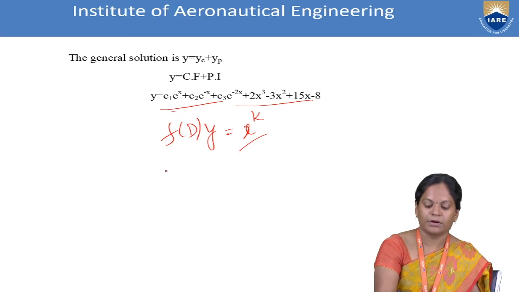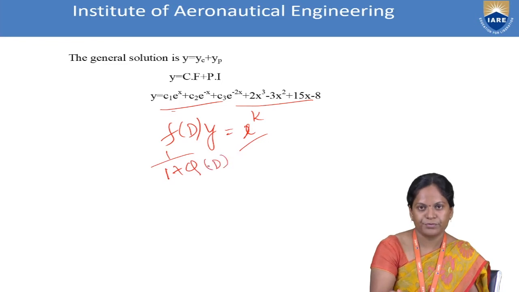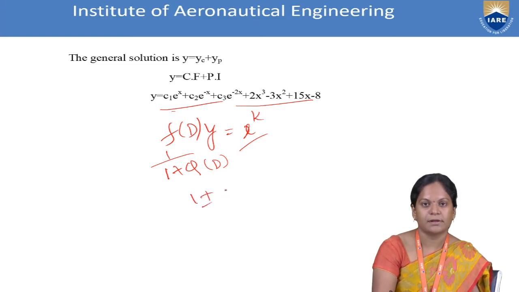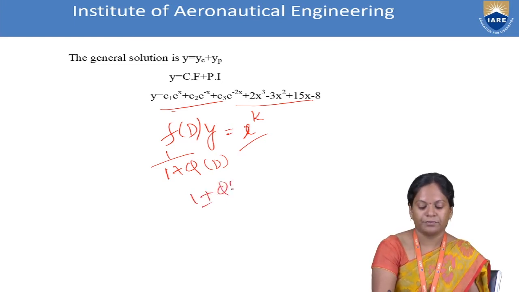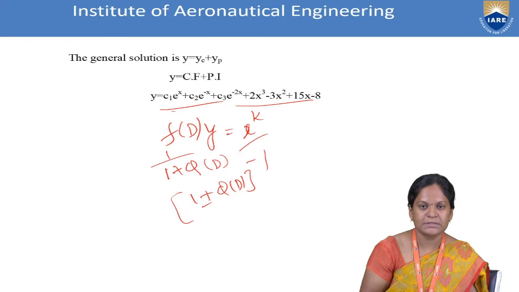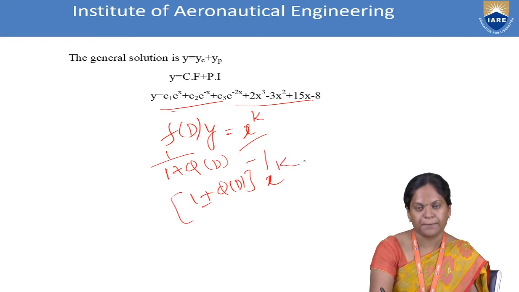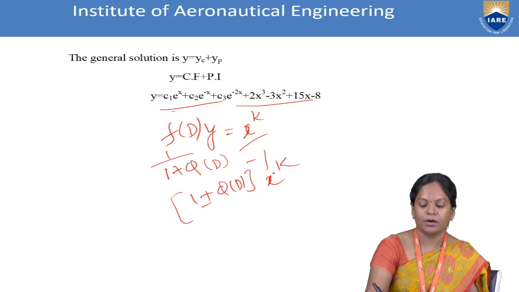Very simple. Whatever f of d, write it in 1 plus something form, 1 plus some function phi of d. Take the denominator into numerator. Nothing but we'll get sometimes plus and sometimes we'll get minus also. 1 minus phi of d whole inverse. This is like a binomial expansion. 1 plus d whole inverse or 1 minus d whole inverse into x power k. In this problem, we have 1 minus 4x cube.